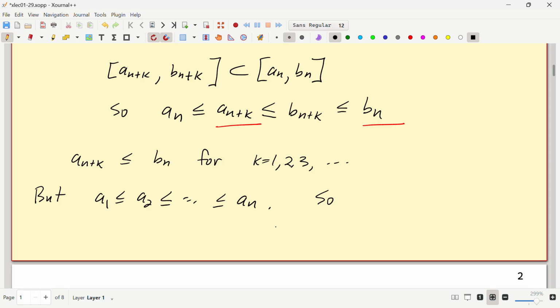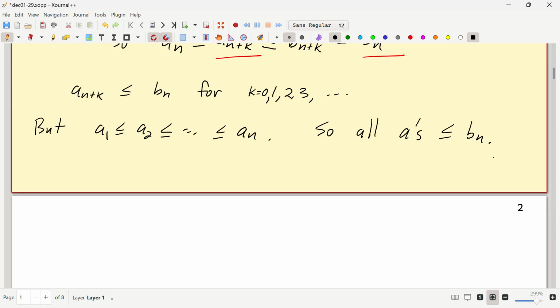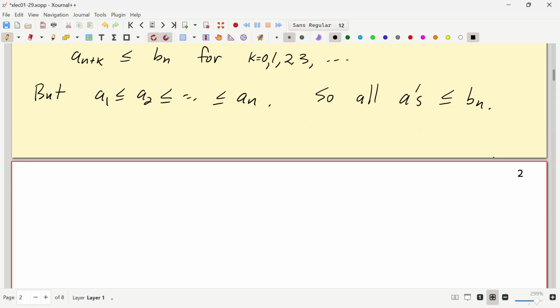Okay, so there's two cases here. I've got the an plus k is less than or equal to bn, and I've got all the a's before that bounded below an. So this would be true for k equals 0, 1, 2, etc. So all the a's are less than or equal to bn. That means that bn is an upper bound for all the a's.